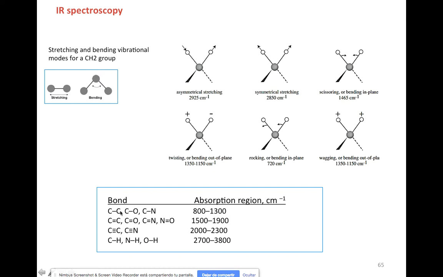For instance, CC bonds and CO bonds and CN bonds, you can see them at the 800 to 1300 region. Then the double bond is around 1600. The CO bond is around 1750, and so on. So depending upon the type of bond, you will see them in certain regions, like triple bonds between 2000 and 2300 centimeters to the minus 1.